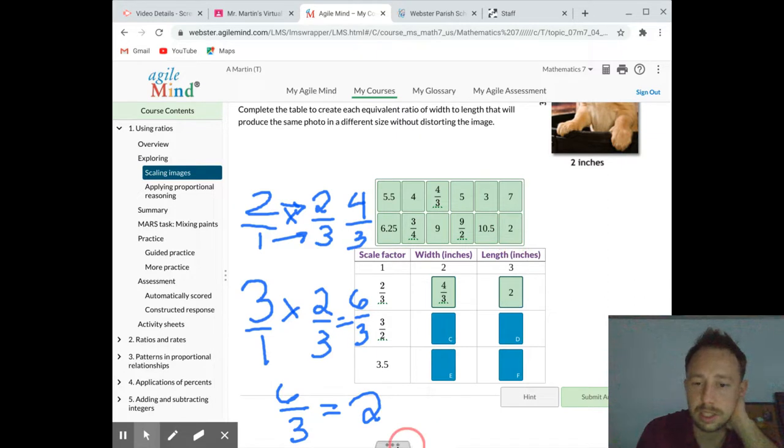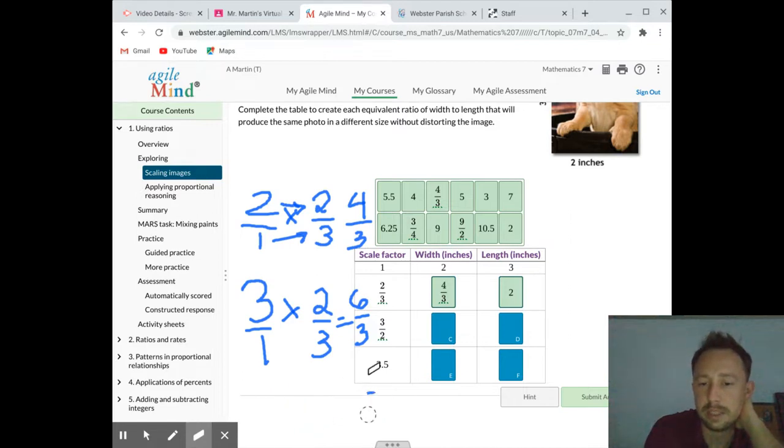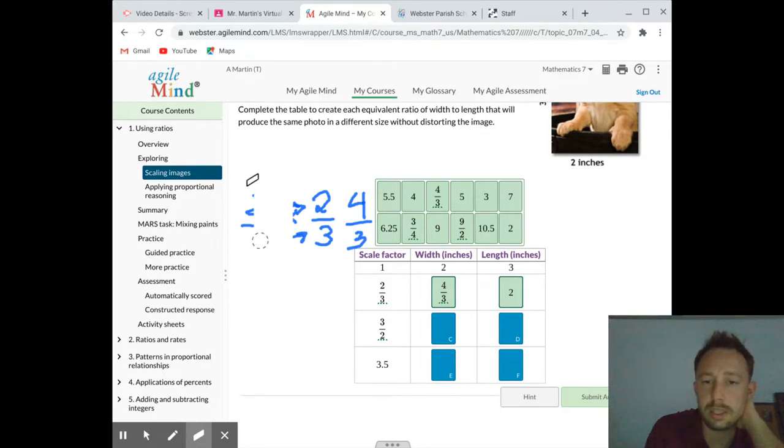Does everybody see how that's working? Yes, sir. Good deal. So I'm going to give you about 2 minutes to see if you can do the rest on your own. I'm going to get those 2 minutes started now, and I want you to work on your own on filling this table out, okay? If you need a hint, you can press a hint also.